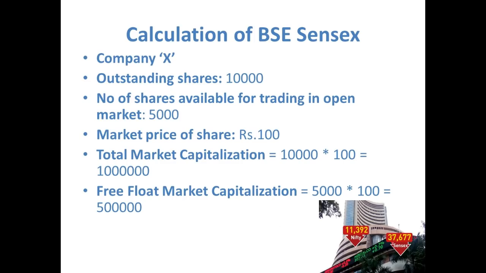Now let us understand how the Sensex calculation happens. As you all are aware, there are 30 companies in the Sensex, but we will not take 30 companies; we will understand how the method works. So we will consider two companies, let us say company X and company Y. Let us start with company X. Company X has 10,000 outstanding shares, and the number of shares available for trading in the open market is 5,000. The current market price of company X's share is 100 rupees. So the total market capitalization will be the outstanding shares multiplied by the current market price, which is 10 lakhs.